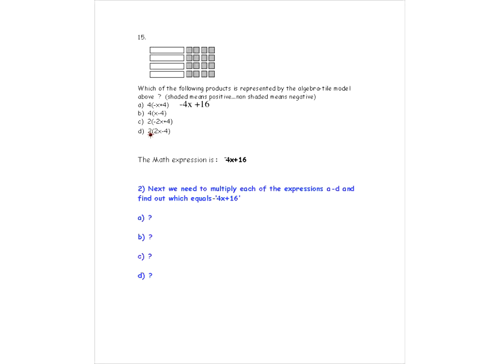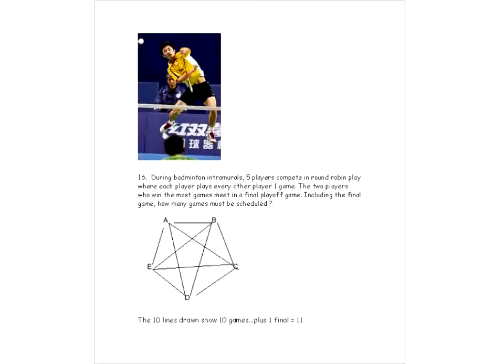And the last one here would just be 2 times 2x, well that would be 4x, and then you multiply the 2 times minus 4, and that's going to be minus 8. So it's going to be 4x minus 8. Okay? So, again, you want to multiply each one of these out and see which one gives you that minus 4x plus 16 that we said that this equals. Okay? So, let's go to the next one.